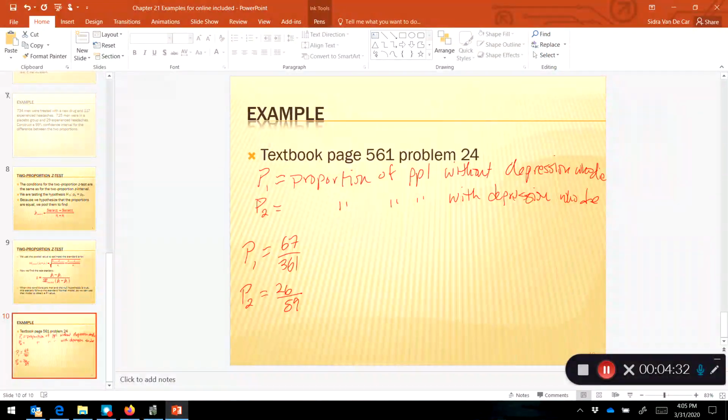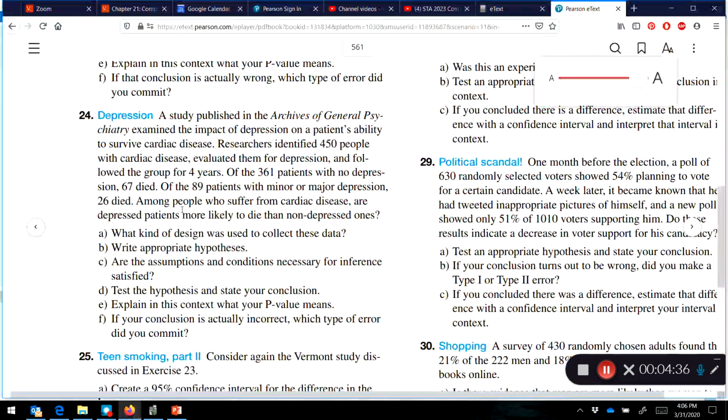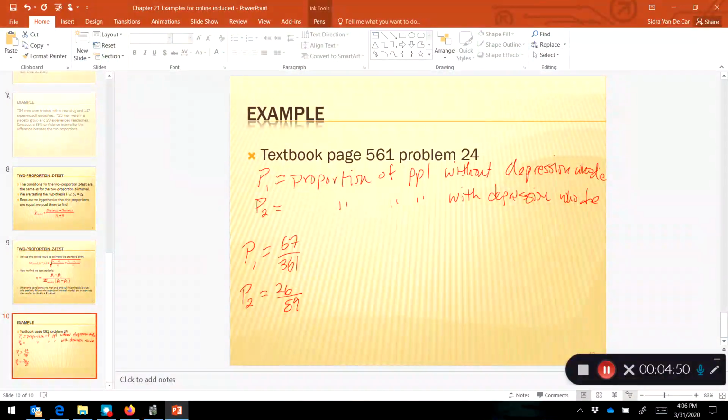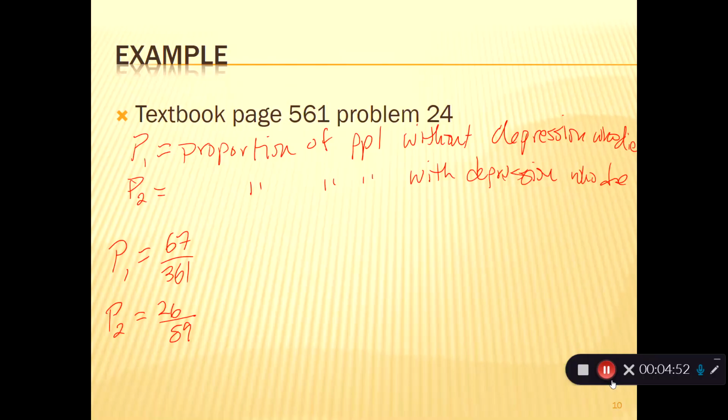So with our hypotheses here, notice that we're saying, by the way, first of all, are patients who are depressed more likely to die than non-depressed ones? So in other words, I would expect the proportion of the depression patients to be higher than the proportion of the non-depressed patients. So when I'm writing down my hypotheses, my null hypothesis is that the two groups are equal.